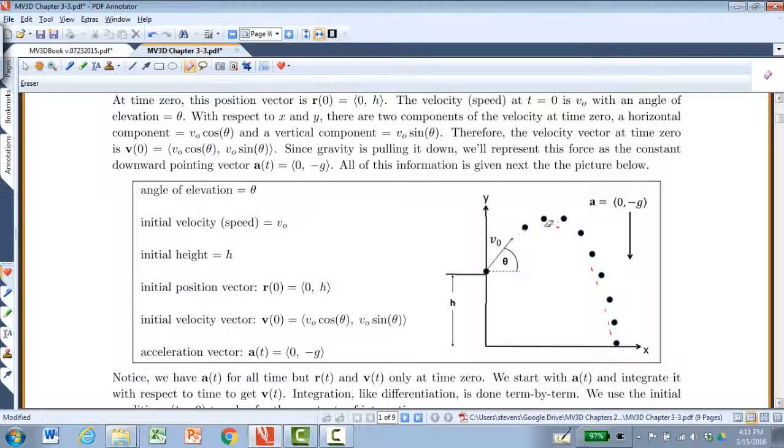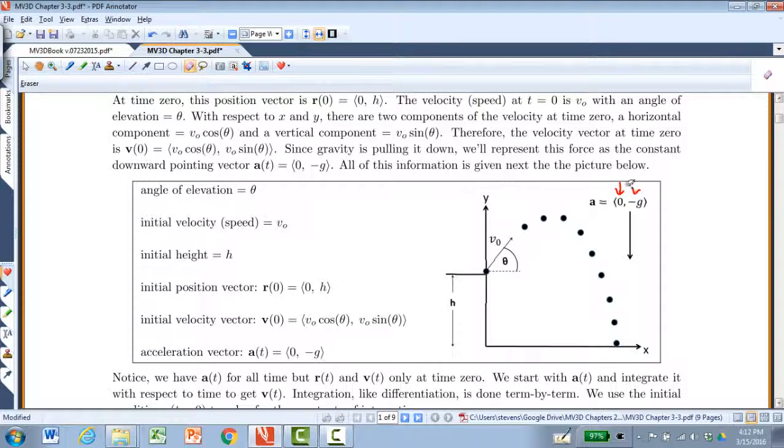And in this little diagram, that force is denoted by A, the acceleration vector valued function. Specifically, it's a vector valued function, meaning it has an x component and a y component. The x component is 0, so there's no lateral motion left or right. All the motion is in the y direction, and it's going to be the negative y direction.